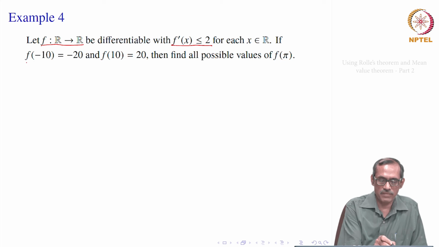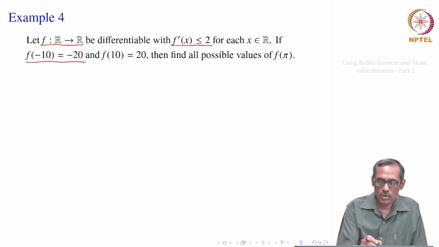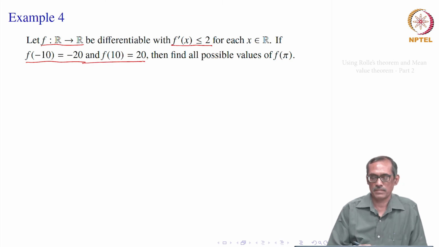It is known that f of minus 10 equal to minus 20. So, this condition is changing, and also f of 10 equal to 20. Then we want to find all possible values of f of pi.